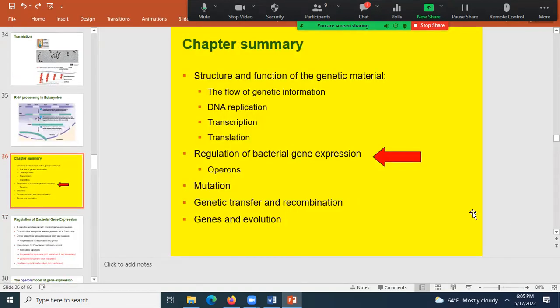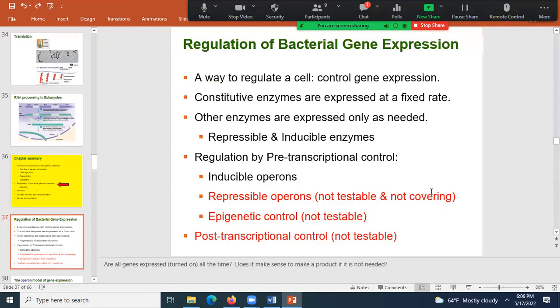All right, so we've talked about the structure and function of genetic material. Now let's move into the regulation of bacterial genes, meaning we're going to talk about gene expression, and we have to talk about operons when we're talking about gene expression. One way to regulate the contents that are in a cell is to control gene expression. If you don't need a gene product, why would you bother having the gene turned on? You can turn it off, and then that gene product will not be made.